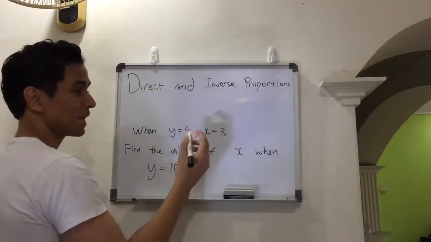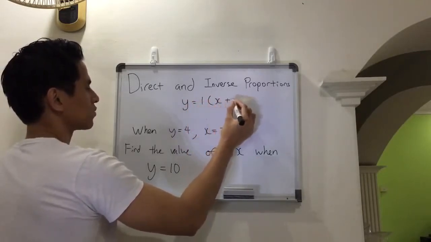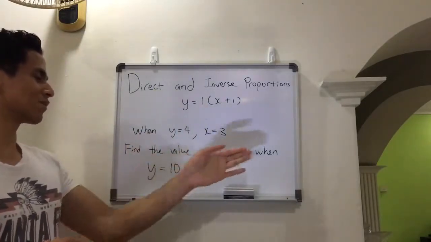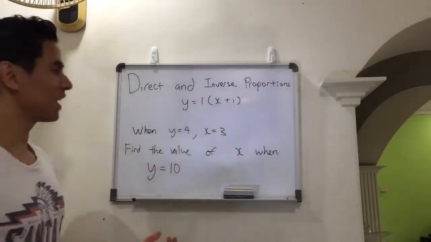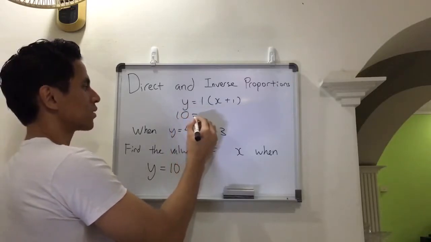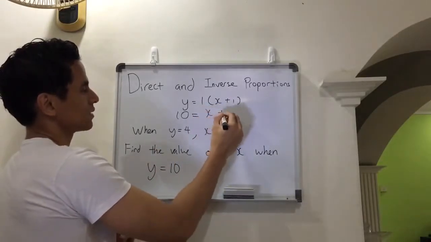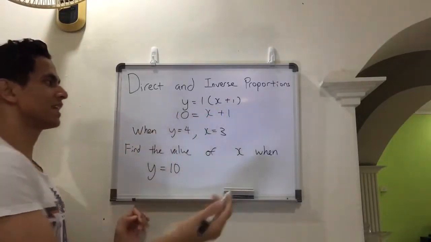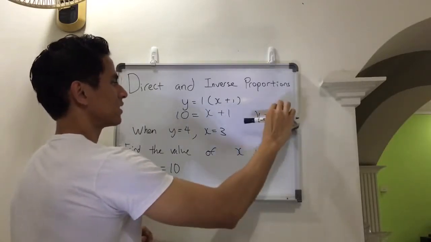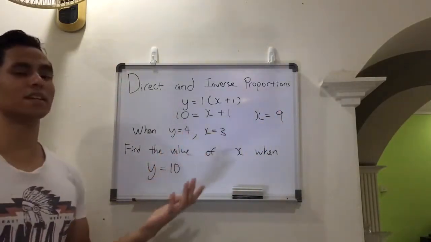Now that we have found k, we can just say y equals 1 times (x plus 1), because I replaced k by 1. Now they asked us to find the value of x when y equals 10. We can simply do that. Instead of y, it will be 10. So 10 equals, I'm going to multiply it in straight away, x plus 1. And therefore, we can say that x equals 9. So this will be the answer for this question and this simple example here.